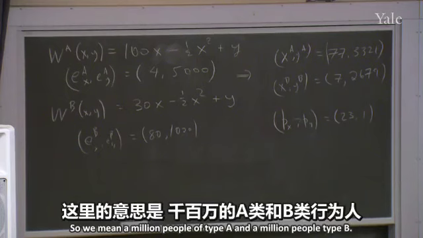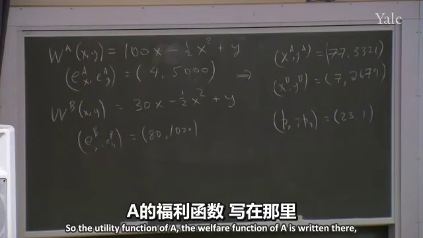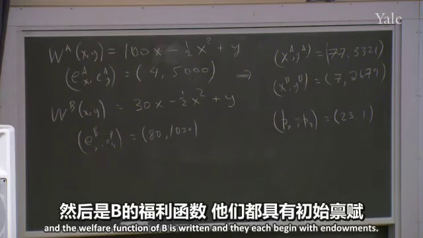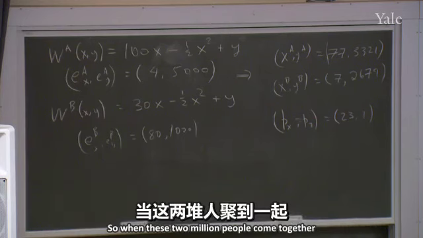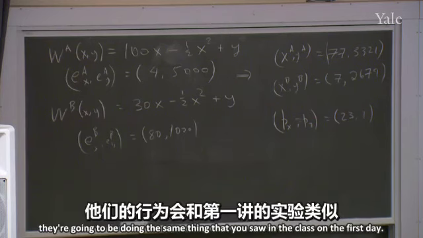So we mean a million people of type A and a million people of type B. So the utility function of A, the welfare function of A is written there, and the welfare function of B is written, and they each begin with endowments. So when these 2 million people come together, they're going to be doing the same thing that you saw in the class on the first day.